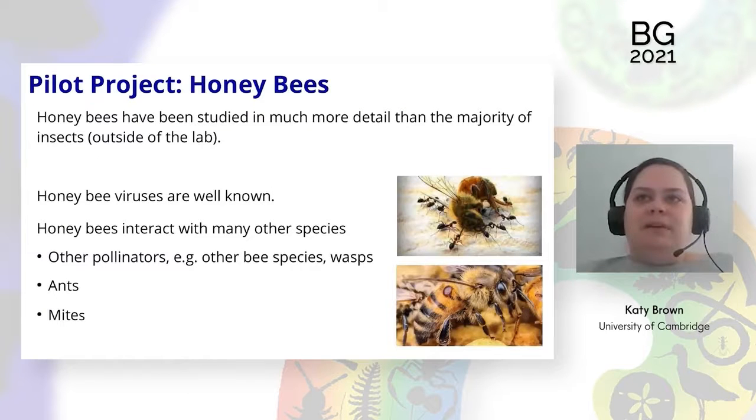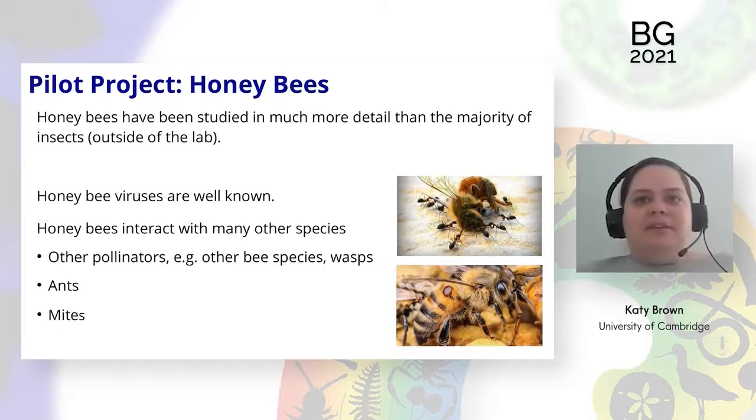So why did we choose honeybees for this pilot project? Honeybees have been studied in much more detail than the majority of non-lab insect populations, and this is because of their massive importance to human food security and their economic importance as pollinators. And because they are so important, honeybee viruses are reasonably well known. We know quite a lot about the RNA viruses of honeybees already. So this is a good starting point for my pipeline because we know something already about what we might find.